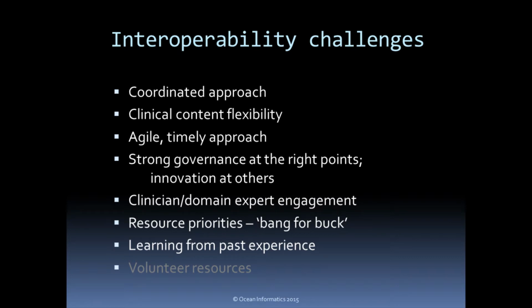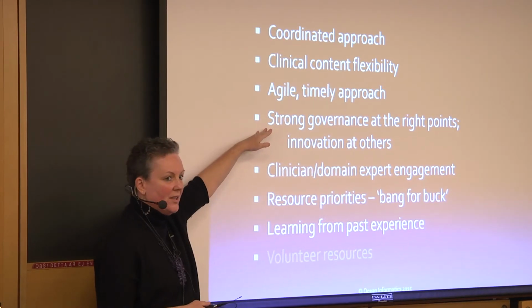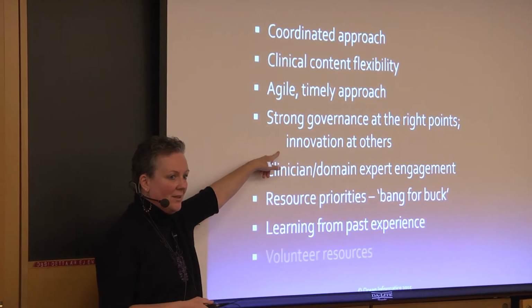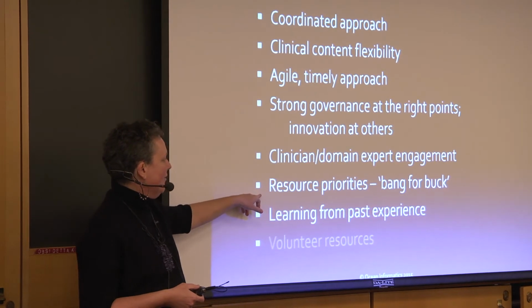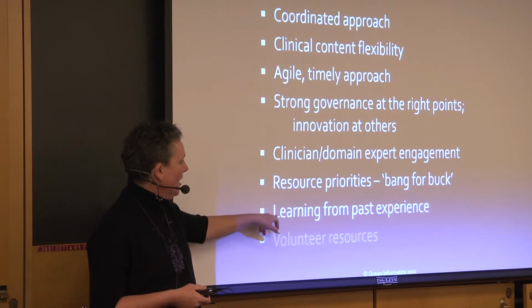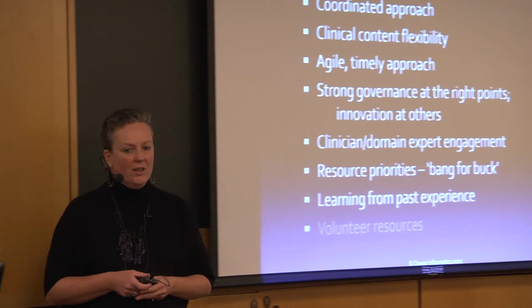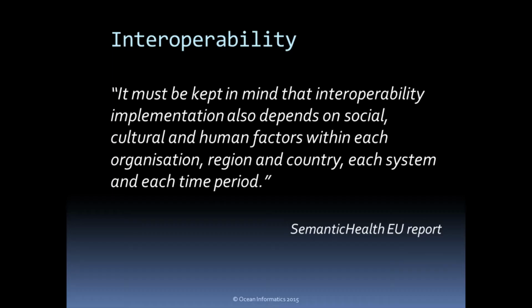So what we need to do is look at how we coordinate things, how we manage the clinical content flexibility. We need this agile approach. We need strong governance at the right points, but innovation at others. And this is the balance we're trying to do. The clinician engagement we've talked about, getting bang for buck in these resource priorities, learning from past experience, and this volunteer resources is the tricky thing for us to manage and to leverage. If we had modest resources, we would in fact be able to make this accelerate so much quicker. So it's really quite surprising what we've been able to achieve with this volunteer community. I'm very proud of them all, really.